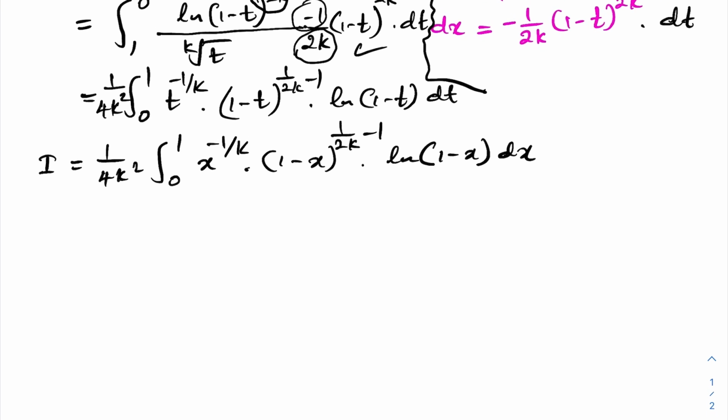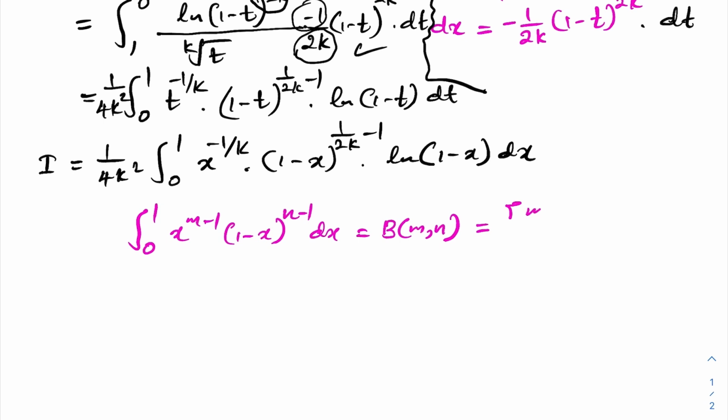how to solve this integral? Okay, here if you look carefully, you can see the relation with the beta function. So let's recall the beta function. We know the integral from 0 to 1 of x to the m minus 1 times (1 minus x) to the n minus 1 dx is equal to beta of m, n, and we know the relation between the beta function and the gamma function: gamma of m times gamma of n over gamma of m plus n.